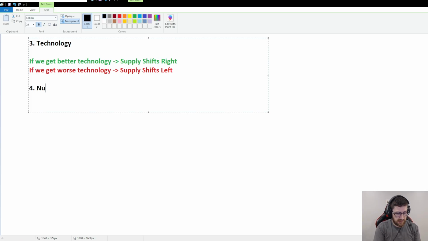Next up, number of sellers, and this one is just like number of buyers. Guess what? If you have more sellers, that just means there's more people making this product. And if there's more people making this product, supply shifts right. Yes, they're going to have to compete with each other, but assuming they're all at least trying to make stuff, that's going to make a difference.